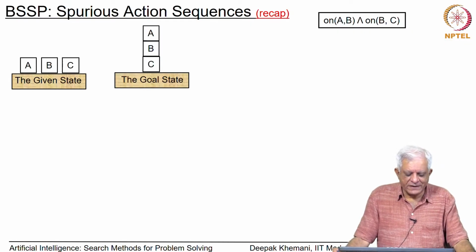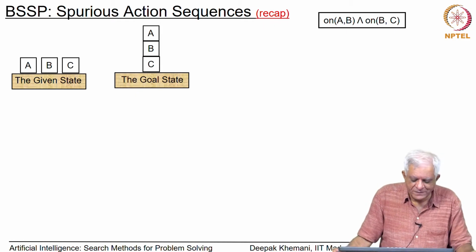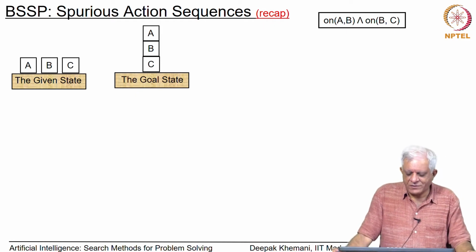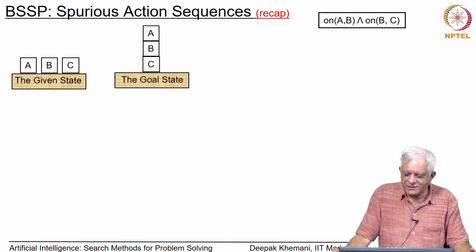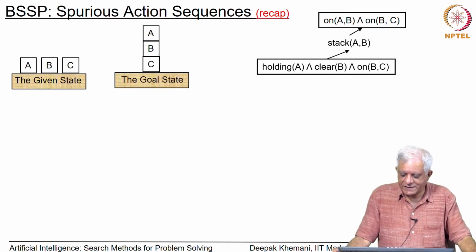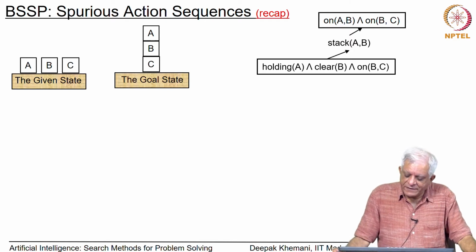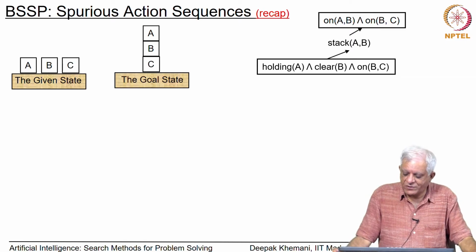If you remember, we had this very tiny example where 3 blocks A, B and C were on the table, and you had to stack them so as to get A on B and B on C. And so, the goal was simply that A is on B and B on C, and we looked at backward state space planning. We chose the relevant action stack A on B, because that achieves the goal on A B, and we regress to this goal in which you are holding A, clear B and on B C.